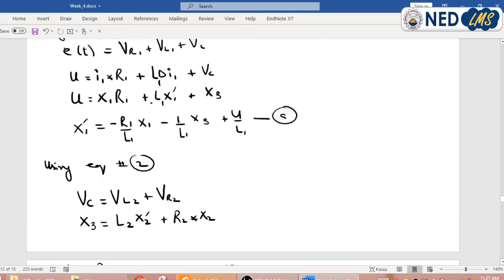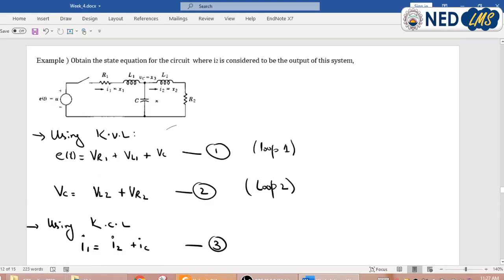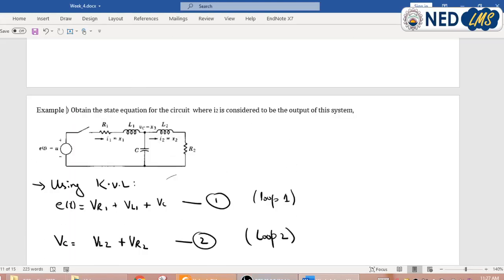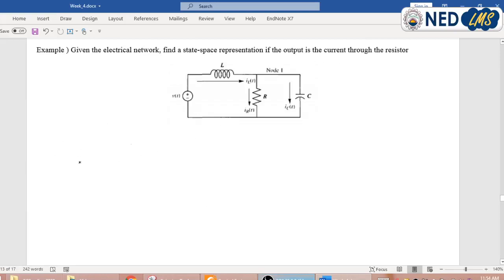This is the state space representation of this electrical system. I hope that this thing is clear to you, and this system can be represented with the help of that state space representation. Output is the current through this resistor. So first of all, we need to write the equations here using KVL.